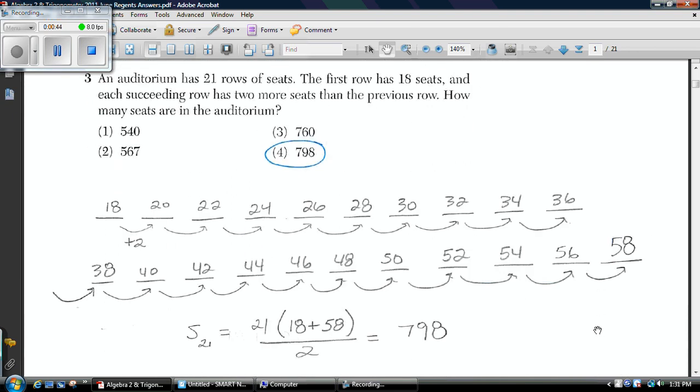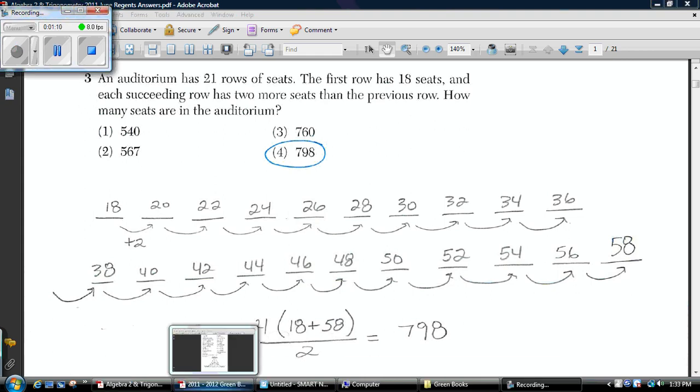Number three is actually pretty difficult. Auditorium has 21 rows of seats. The first row has 18 seats, and each succeeding row has 2 more seats than the previous. How many seats are there? So first thing I did was I tried to figure out how many seats there were in each row. And you can see me just listing them out. And then I used the formula from your reference table.